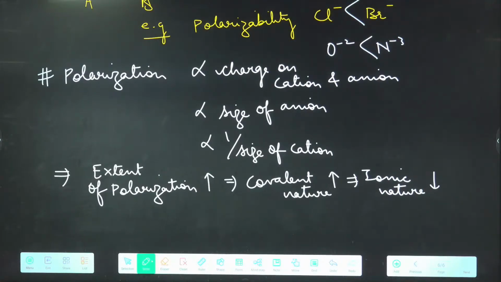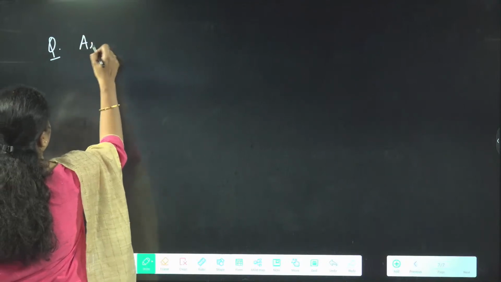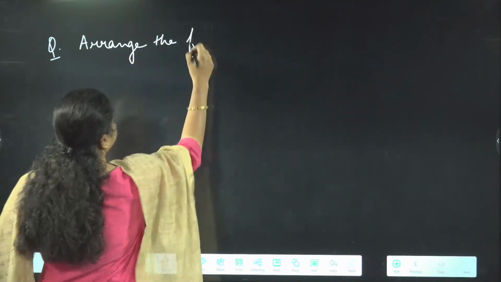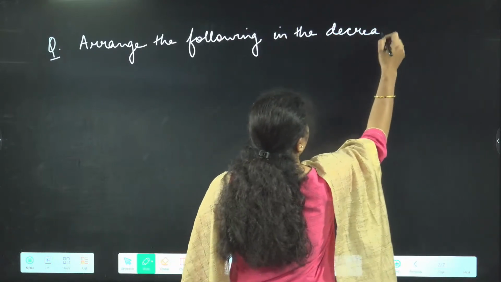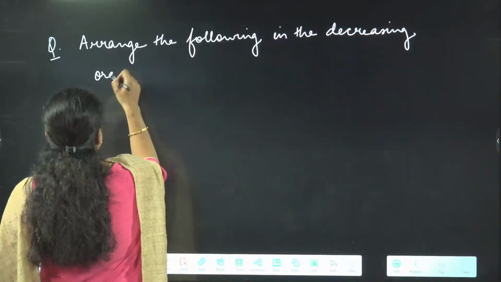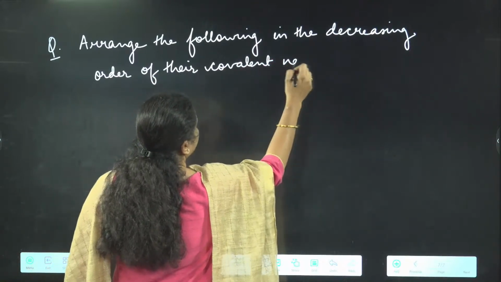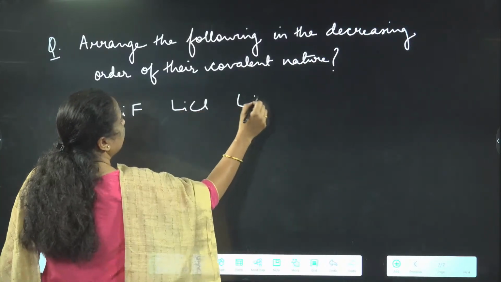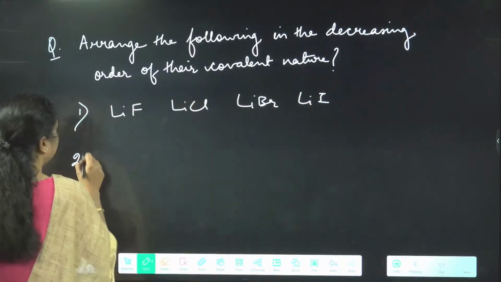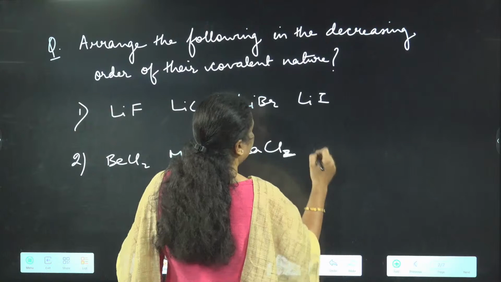Yes, I hope it is written. Okay. Now let me give you some questions here. Arrange the following in the decreasing order of their covalent nature. First one is LiF, LiCl, LiBr and LiI. Second is beryllium chloride, magnesium chloride, calcium chloride. Then you are having strontium chloride.